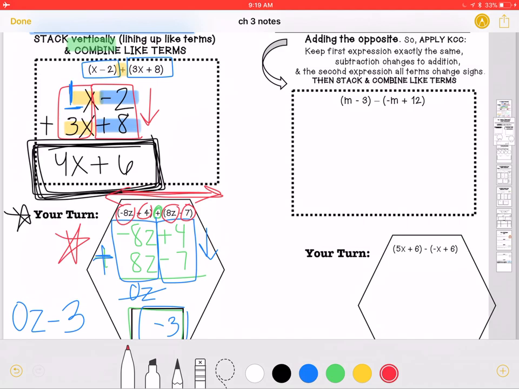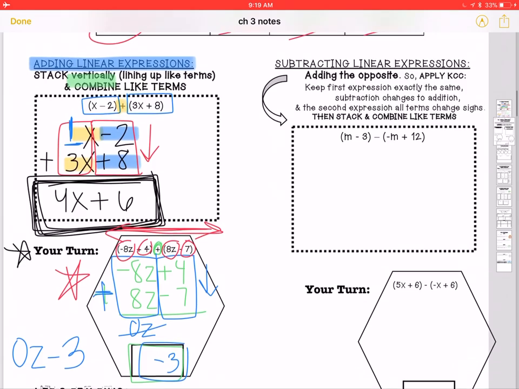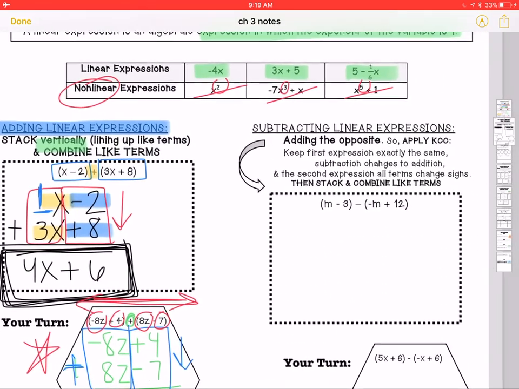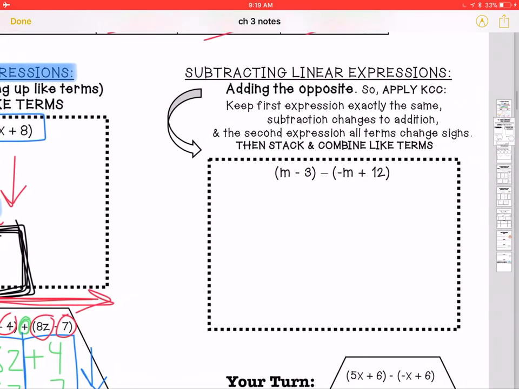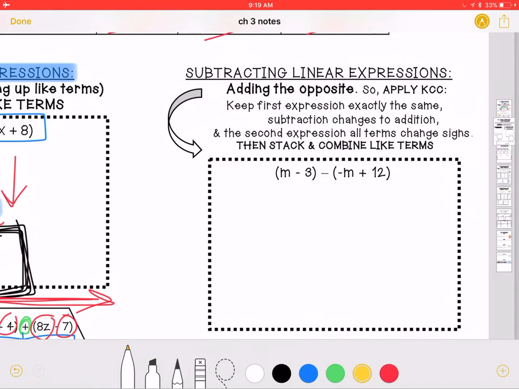So now let's go over what if we're subtracting linear expressions. So I'm going to move over to the right. Subtracting linear expressions is a little bit different. But I want you to think about how we subtracted in the past few chapters. When we subtract, we're really adding the opposite. So we're going to apply our keep, change, change here.